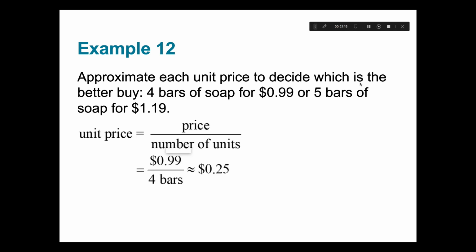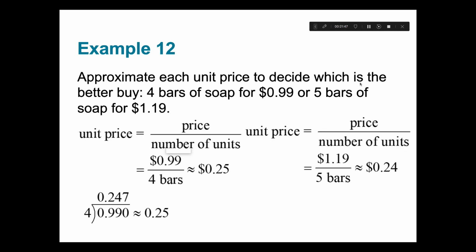We have to approximate these because they don't work out to nice even cents. So we round. That's why it's important to know how to round. We look at our thousandths number to round to the hundredths, how many cents it's going to cost. 4 bars for 99 cents is approximately 25 cents a piece. 5 bars for $1.19 is approximately 24 cents a piece. So by buying 5 bars instead of 4, you save money.